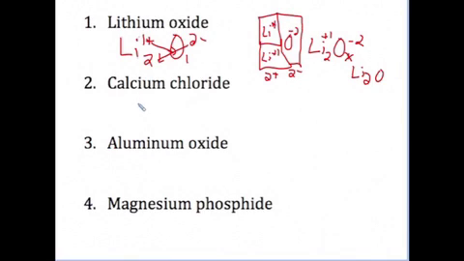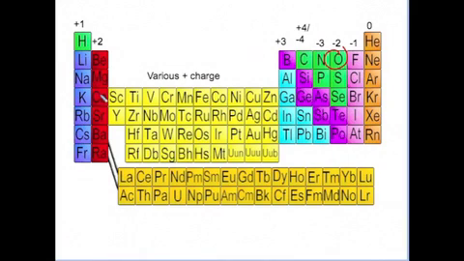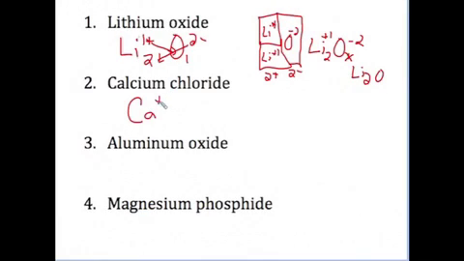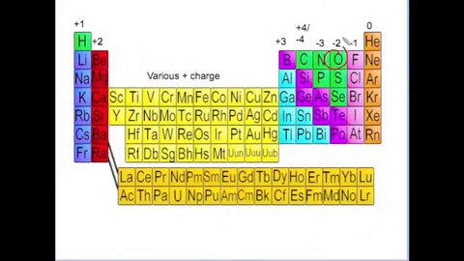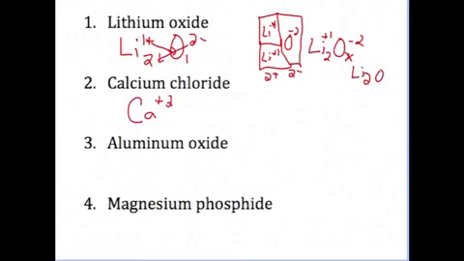Okay, let's try another one. Calcium chloride. So you write calcium. You look at the periodic table, and you see that calcium is in group 2A, so it has a charge of +2. So you write that down. You look up chlorine, it's -1. And so you write chlorine -1. You switch them, and basically what that allows you to do is 1 +2 cancels out 2 -1s.